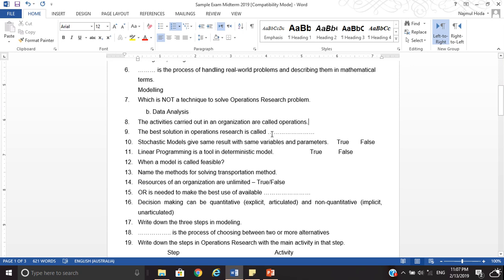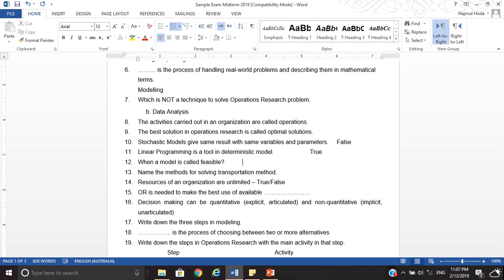Question number 9, the best solution in operations research is called the optimal solution. Optimal is a word we have been hearing, and we are very clear now with the name optimum. Question number 10, stochastic models give the same result with the same variables and parameters. No, that's not correct. The correct answer is false. Stochastic models give different results. It's the opposite of the deterministic model. So is linear programming a tool in the deterministic model? Yes, it's a tool in the deterministic model.